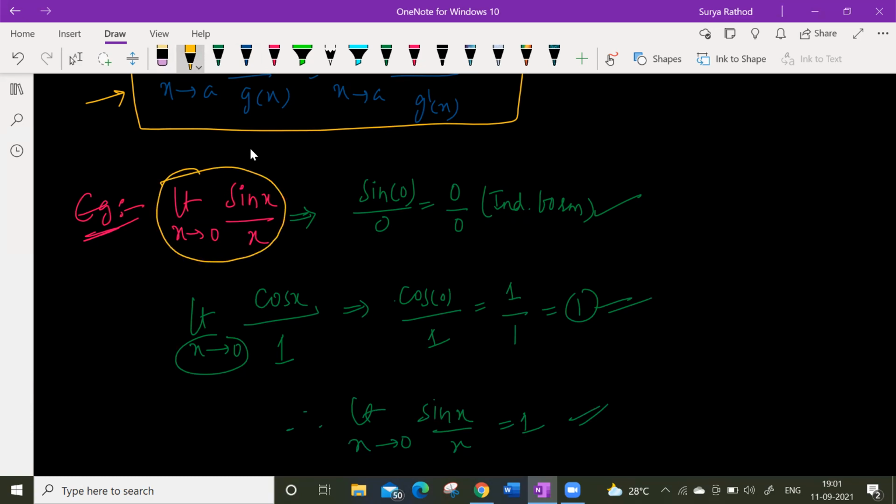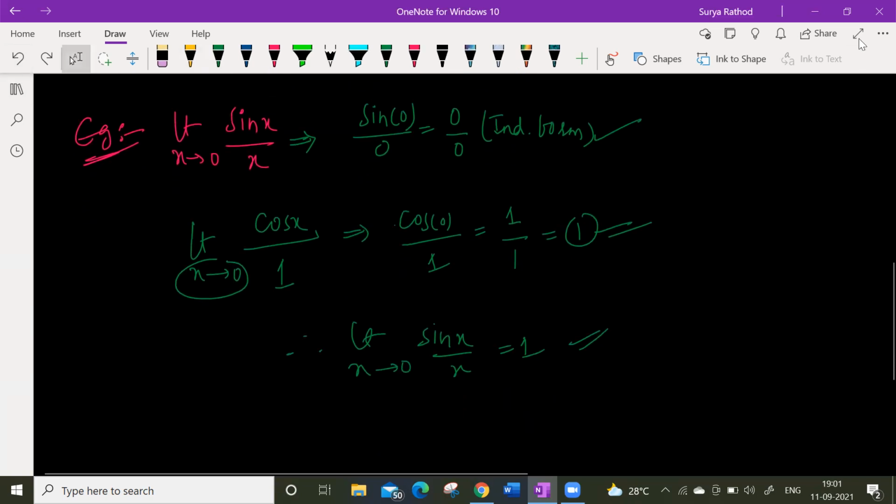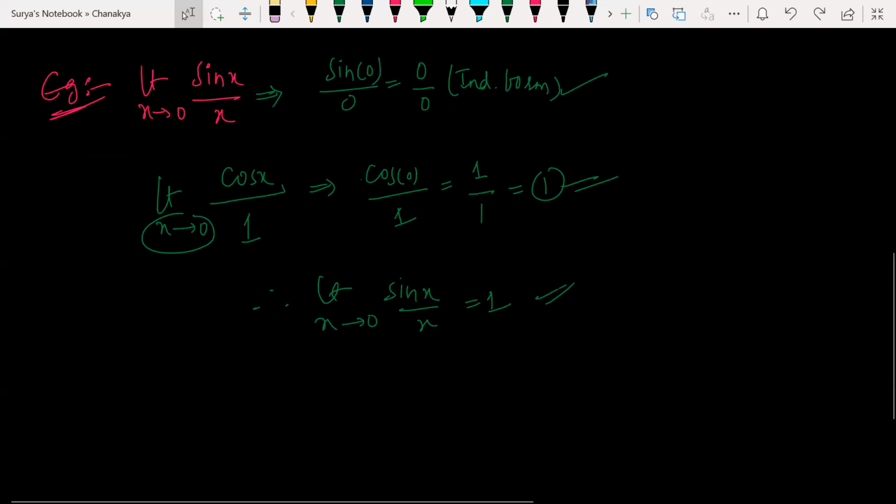This is the question. How did we get 1 here? By using L'Hospital rule. Look at this part as it is. Differentiation of the numerator is cos x. Differentiation of x is what? 1. That's how I'm finding the answer. Any doubts here? Clear? No doubt, sir.